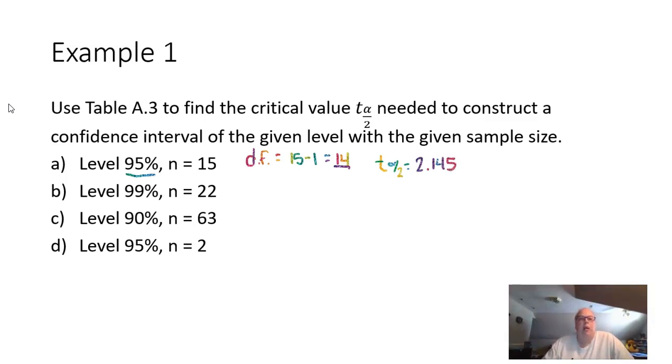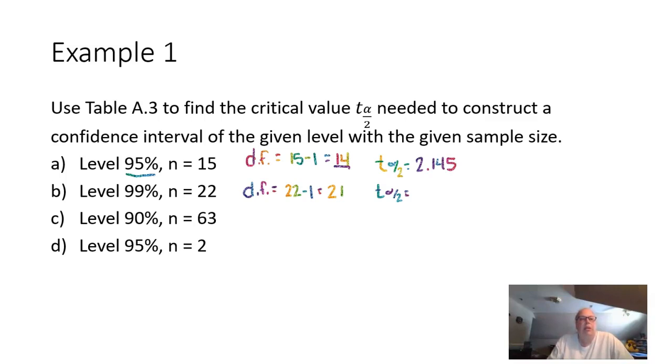Okay, Part B. We want a level of 99% with n equal to 22. We'll start off by figuring out the degrees of freedom. That's going to be n minus 1, so we have 22 minus 1, which is 21. We are going to be looking on line 21, column 99%.